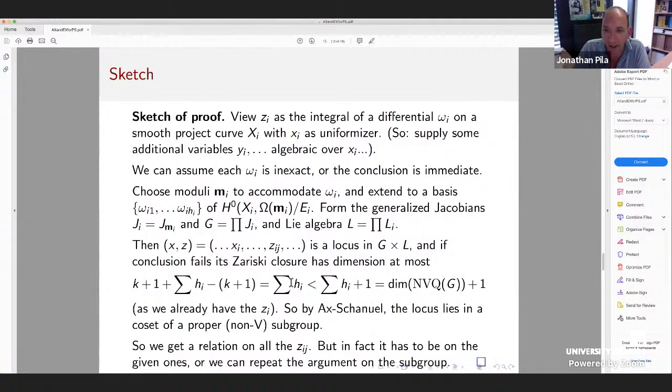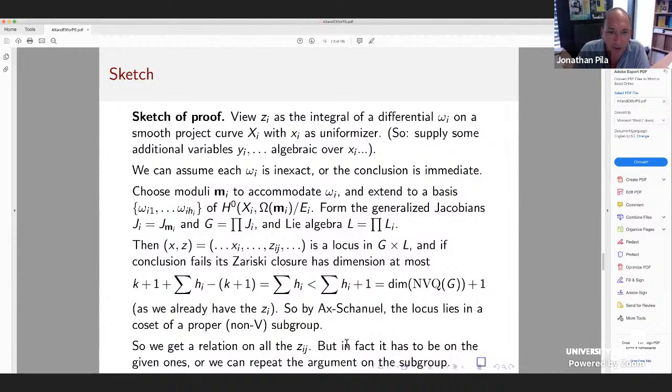And so by Ax-Schanuel for the generalized product of generalized Jacobians, this locus lies in a coset of a proper, non-trivial proper subgroup. And here proper non-trivial means it's a subgroup of the non-vectorial part. It's not just lying with the exact stuff. And so by Ax-Schanuel in this setting, you do get a relation on all the zij's, some linear relation, mod exact stuff.